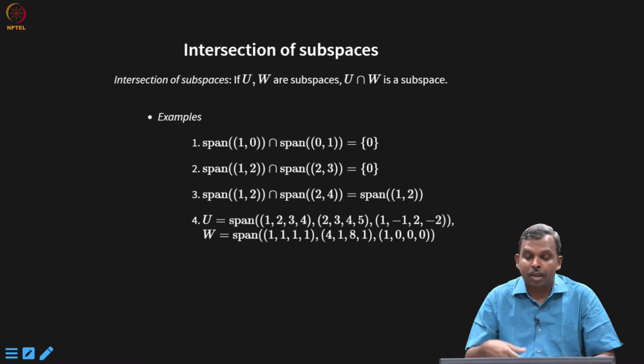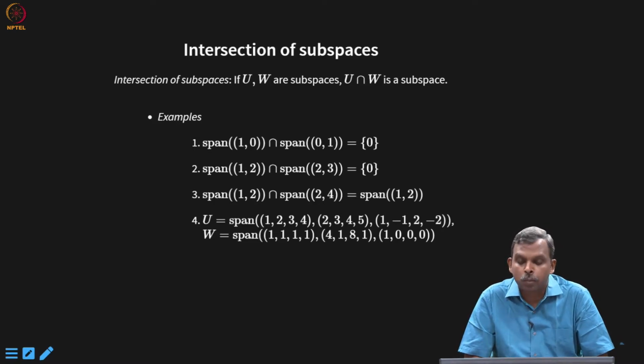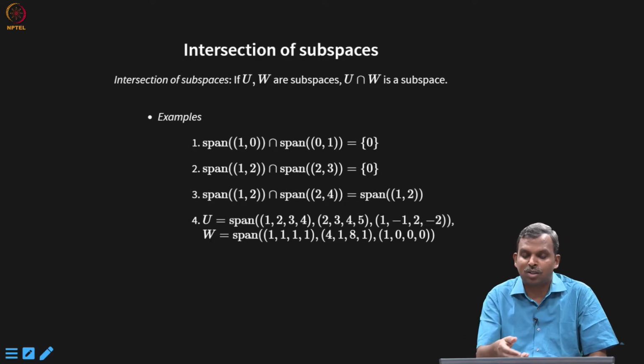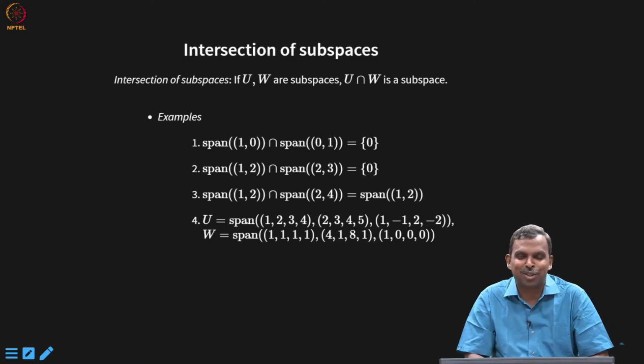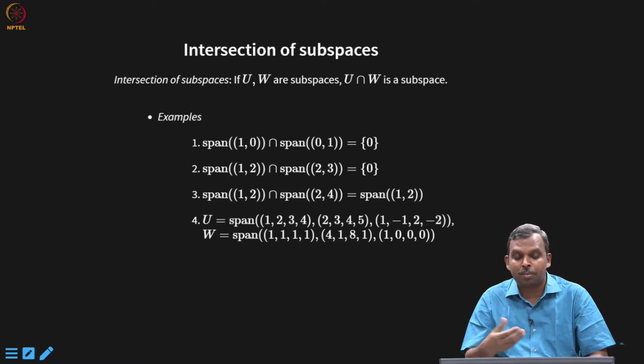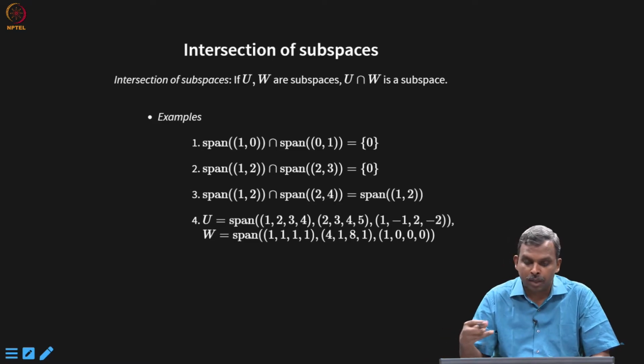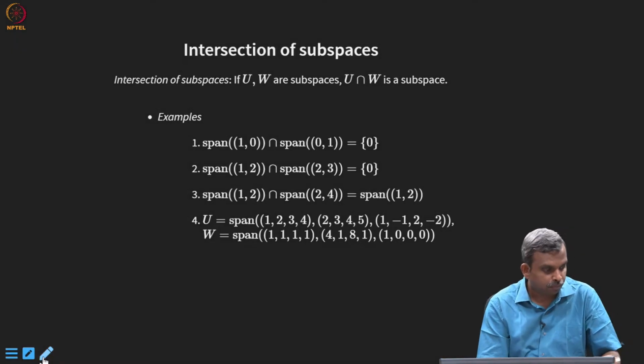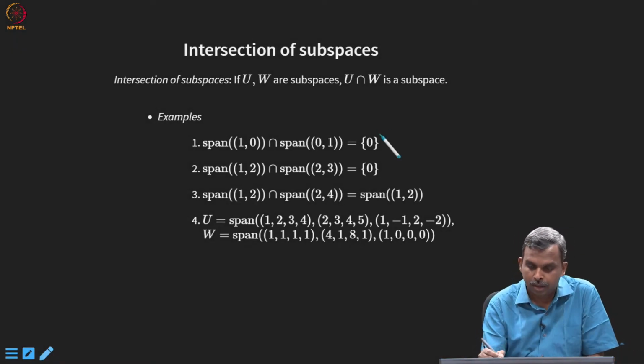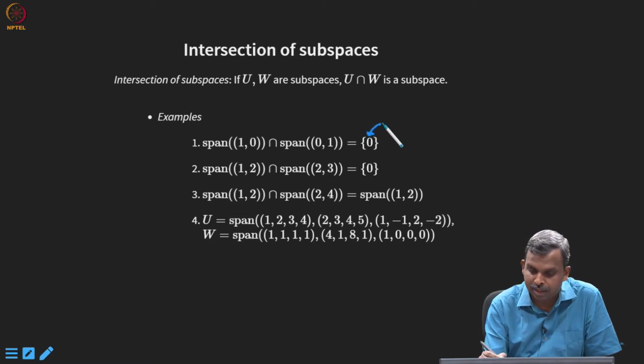I've shown you here a lot of examples to illustrate what happens. This is reminiscent of the previous example that we saw on the summation. If you take the span of (1, 0) and intersect it with the span of (0, 1), you see that you get the trivial subspace 0. So a couple of things to remember: this 0 is the trivial subspace.